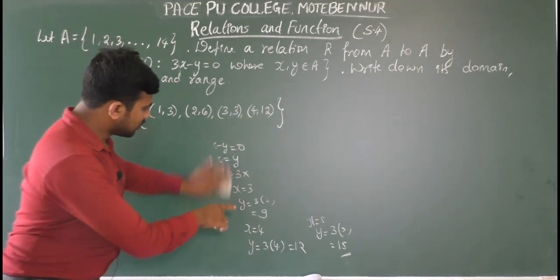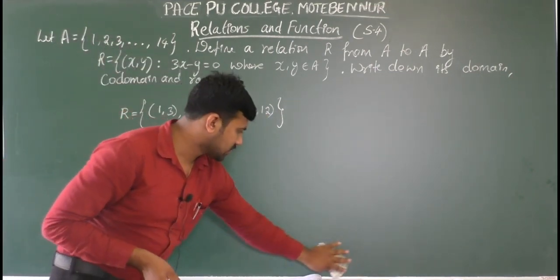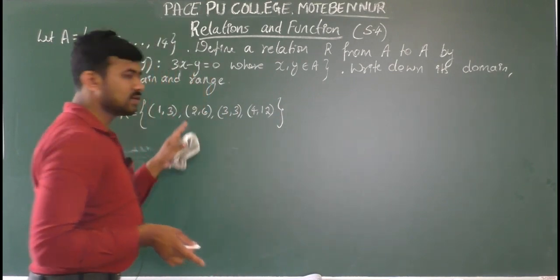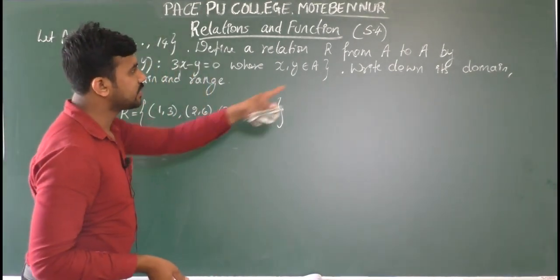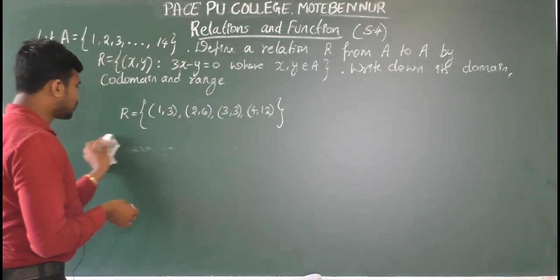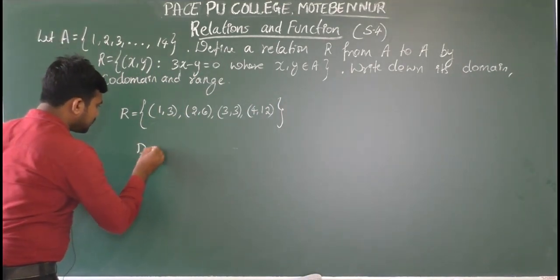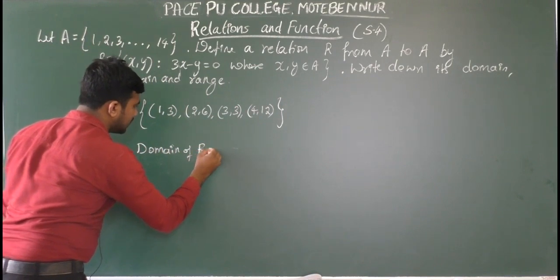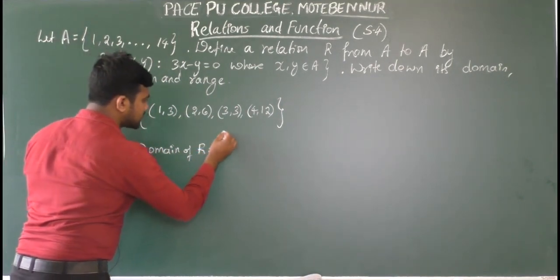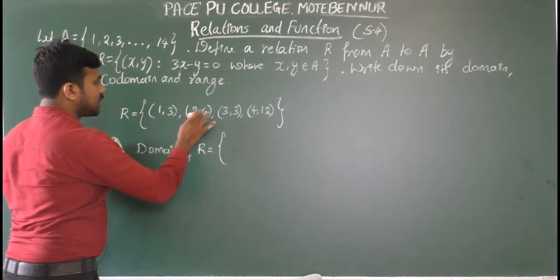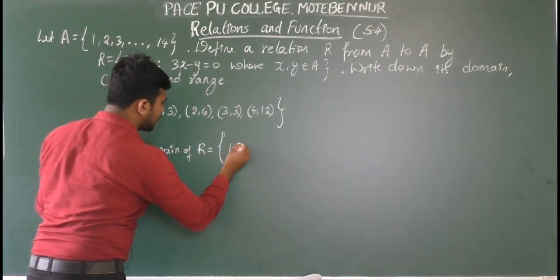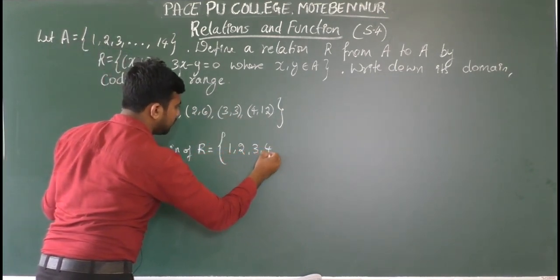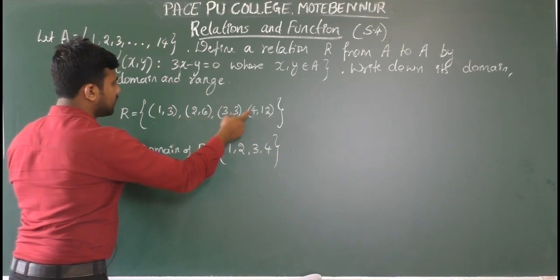Okay, now this is no need, this is for your reference I wrote. Now we have written it first in roster form, it's over. Now we need to write the domain. So what is the domain of R? Domain is nothing but, we know, the set of all first components of the ordered pairs, that is 1, 2, 3, 4.